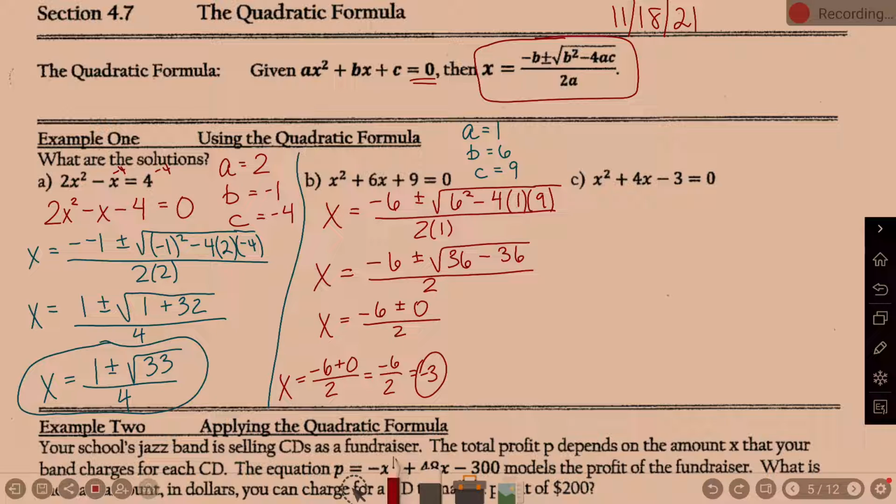So one of my answers is negative 3. What's the other setup I should technically do? Officially, we should do negative 6 minus 0, divide by 2. But negative 6 minus 0 is negative 6, divided by 2 is negative 3. Special case? Yes. When you get a 0 under that radical, how many answers do we actually end up with? We just actually have one answer.